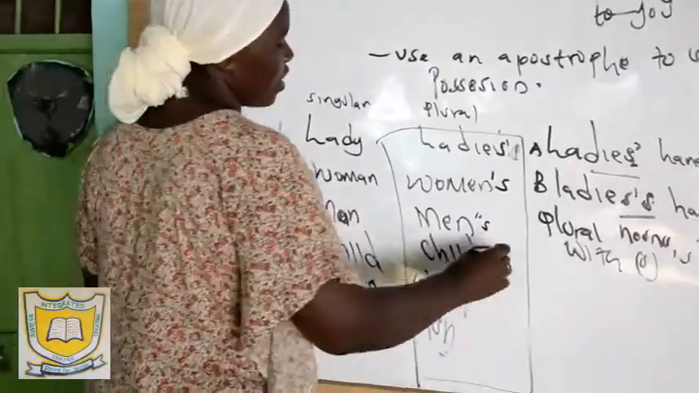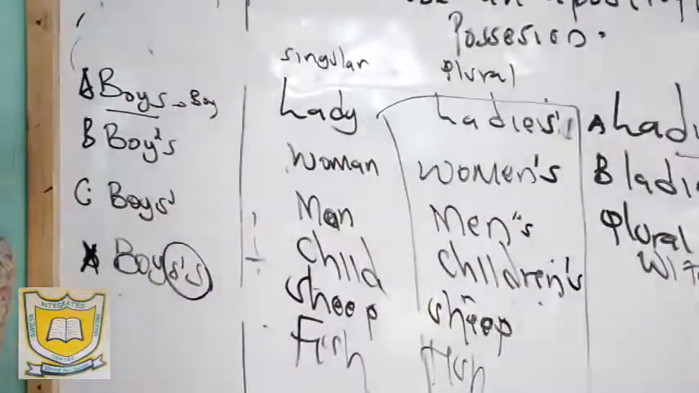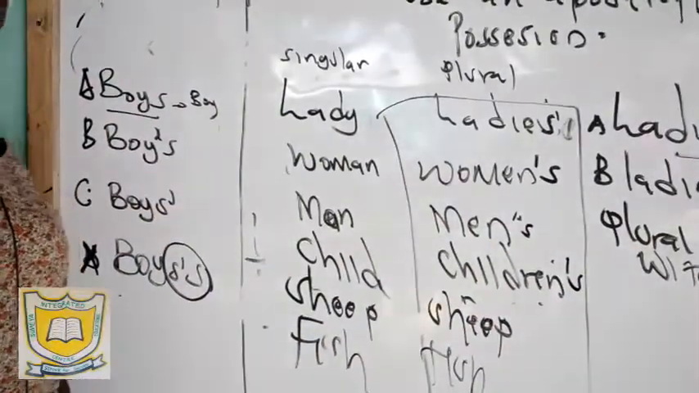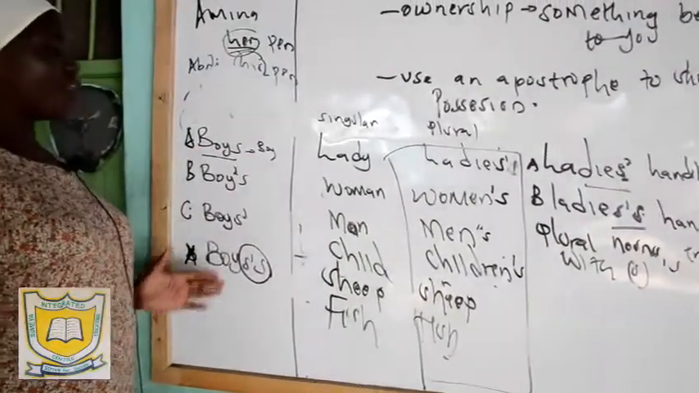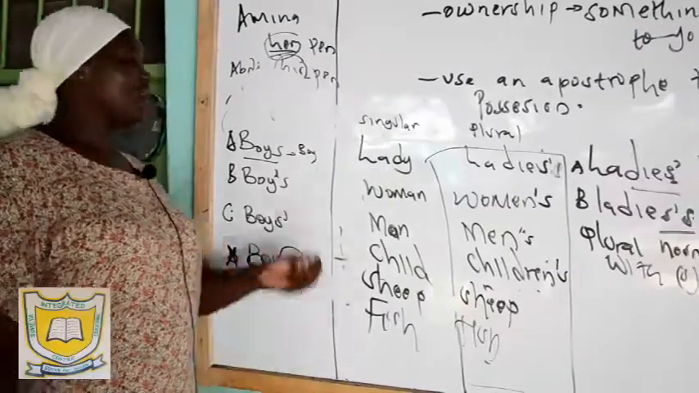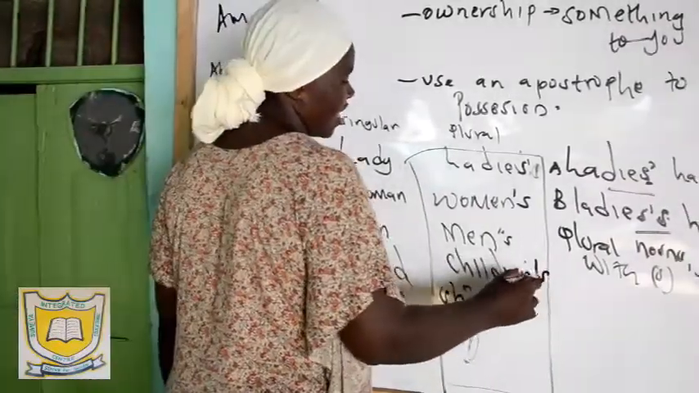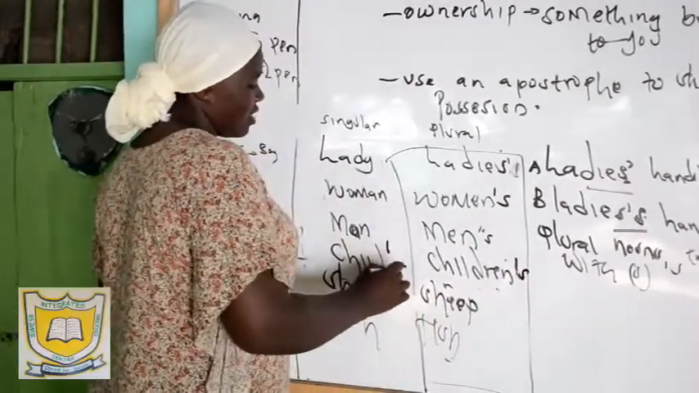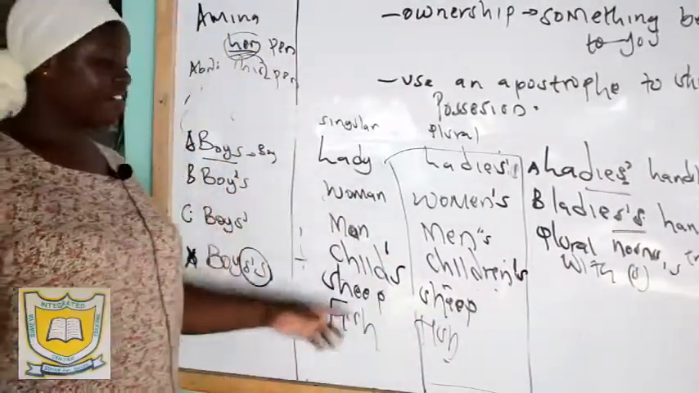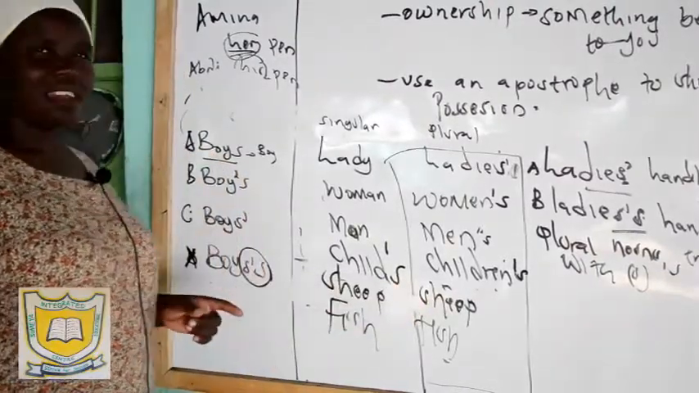You have child, you have children. The plural of child is children. It doesn't end with an S. So if you want to show its possessive, you simply add an apostrophe and then an S. And you realize that if I want to form the possessive of children, I'm adding an apostrophe and then an S. What does that mean?